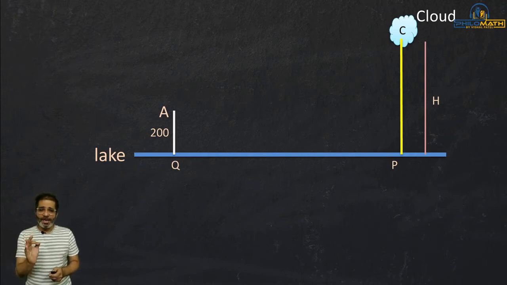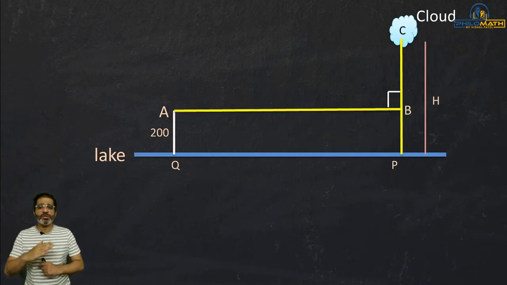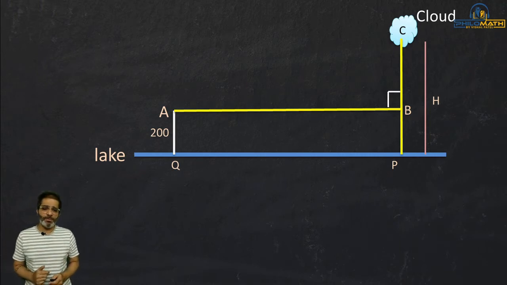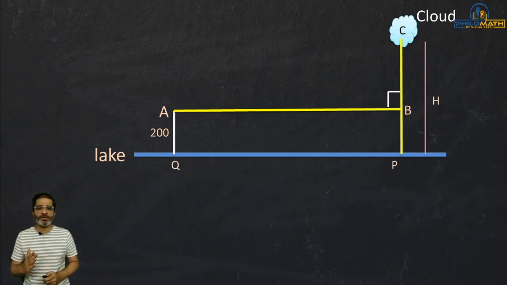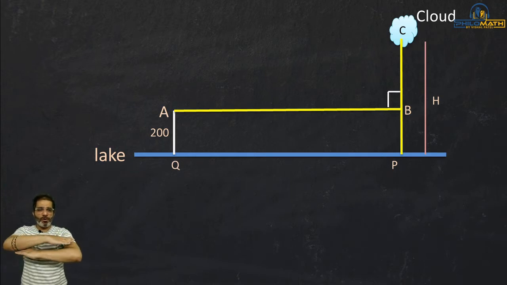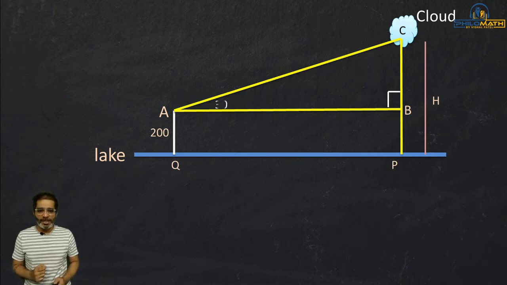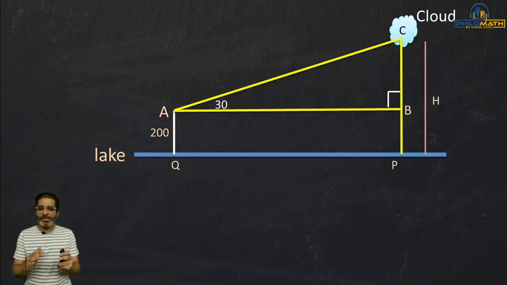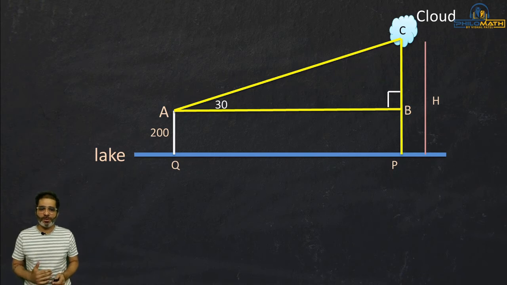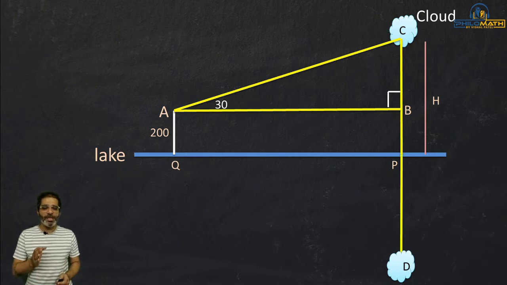Now standing at point A, your vision is always horizontal. So first you have to draw AB perpendicular to CP. From point A, when you look up to the cloud, that is called the angle of elevation, and that is 30 degrees. Since there is a lake, there will be a reflection of the cloud. I'll take point D as the reflection of the cloud. So when I join DP, DP is also going to be H.